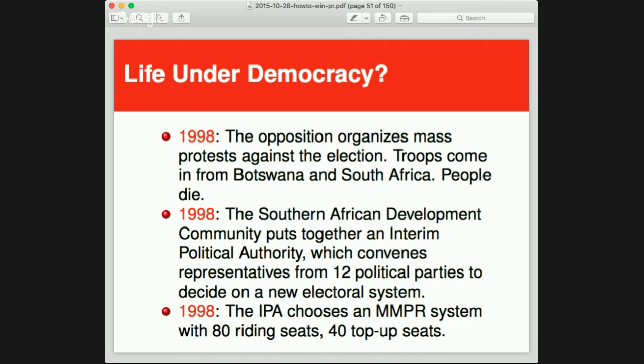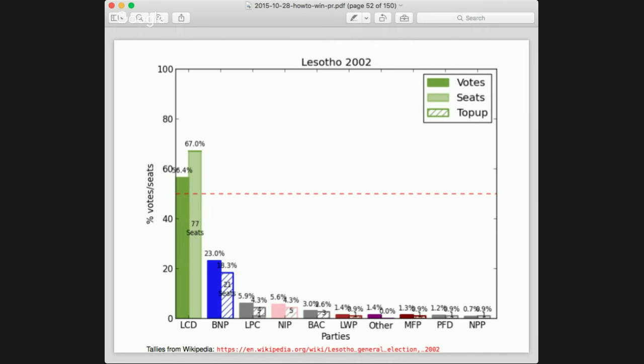What happens then is the first election. So this election actually looks very much like the 1998 election, in that the LCD won almost all of the seats. These are all riding seats they won. Their main opposition, the BNP, didn't win any riding seats. These kind of hash marked, these are all top-up seats, right? So this is kind of how mixed member proportional works. You win whatever riding seats you won, and they won a big boost, but then there are some extra seats that are used to even things out.